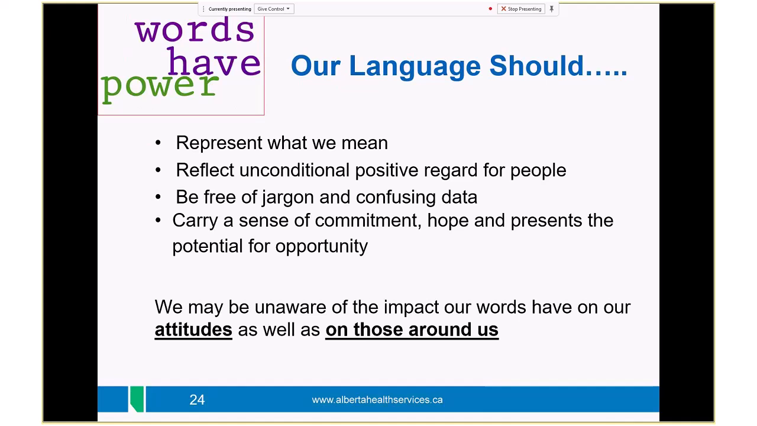The words that we choose reflect our attitudes, that we do or that we do not truly value people. It also shows that we believe in and genuinely respect them. Our language should represent what we mean. It should reflect unconditional positive regard for people, be free of any jargon or confusing data. It should carry a sense of commitment, hope, and present the potential for opportunity. We may be unaware of the impact our words have on our attitudes, as well as how the words that we say impact those people that are around us.